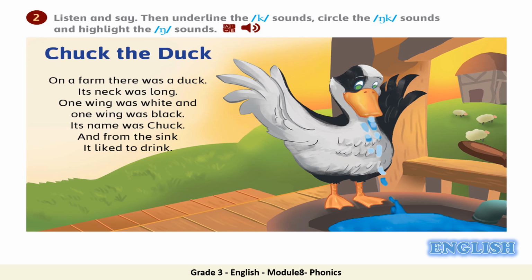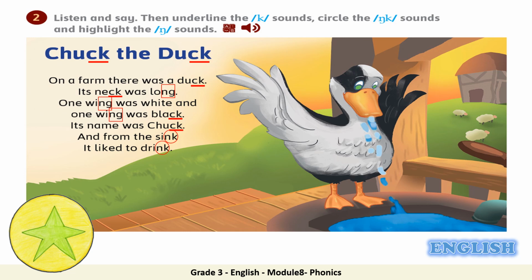Now that you are done, do you think I'm going to give you a star? I'm sure I will. Let's check your answers together. You should have 6 lines. Chuck, duck, duck, neck, black, chuck. What about the circles? I think you should have 2 ink sounds. The word sink and the word drink. What about the squares? How many ing sounds do we have? Let's check. Long, wing, and wing again. Here's your star. I'm very proud of you.